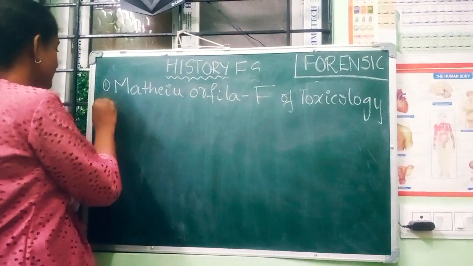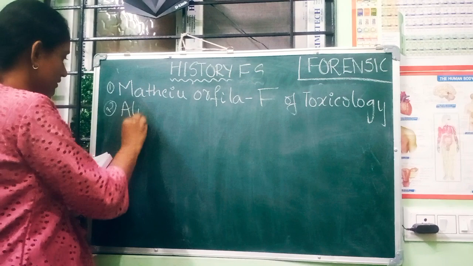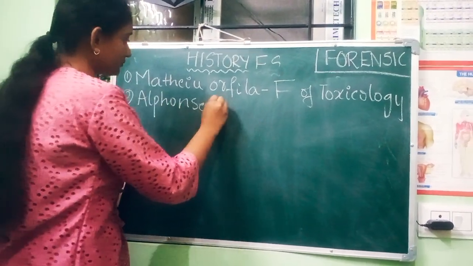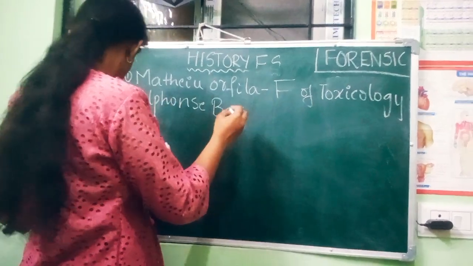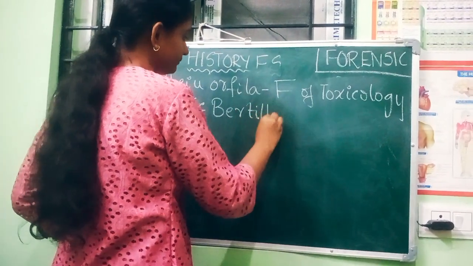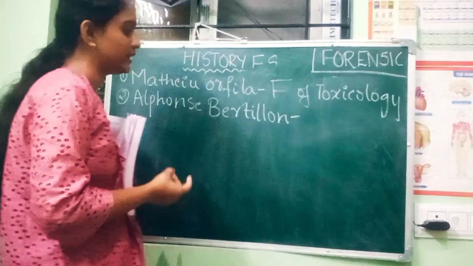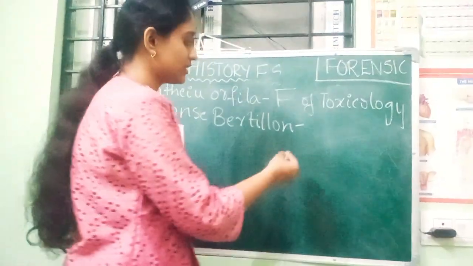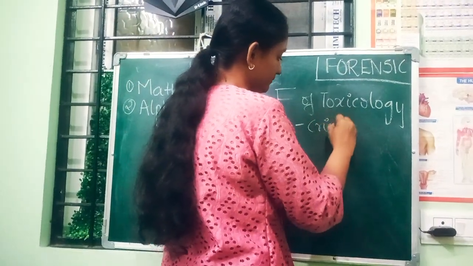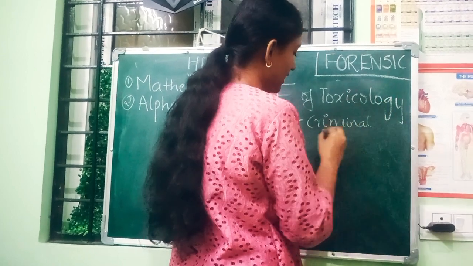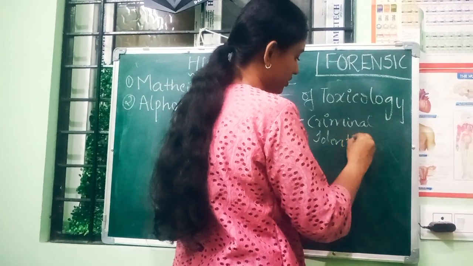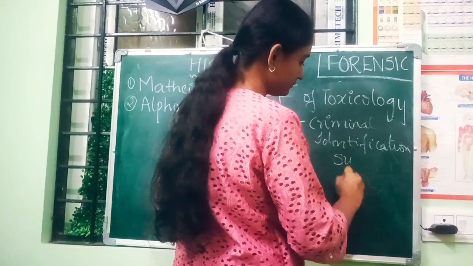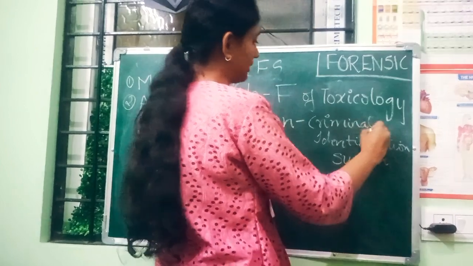The second one is Alphonse Bertillon. I'm going to say that he is the father of the criminal identification system. You can note it down: criminal identification system. So he is the father of the criminal identification system.